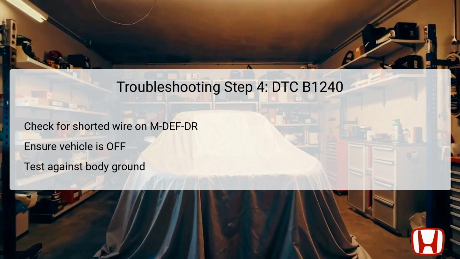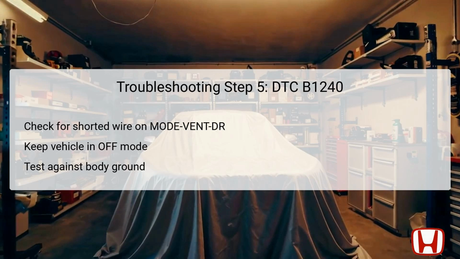If the multimeter indicates continuity, it signifies a short to ground in the MDEF-DR wire, which requires repair to restore proper functionality. Should there be no continuity detected, the MDEF-DR wire is operating correctly, prompting a transition to the next troubleshooting step. Understanding the condition of wiring is crucial for properly diagnosing faults in the system.